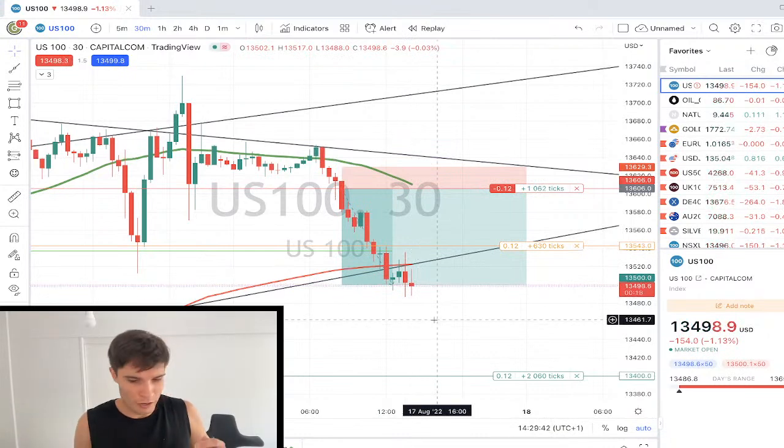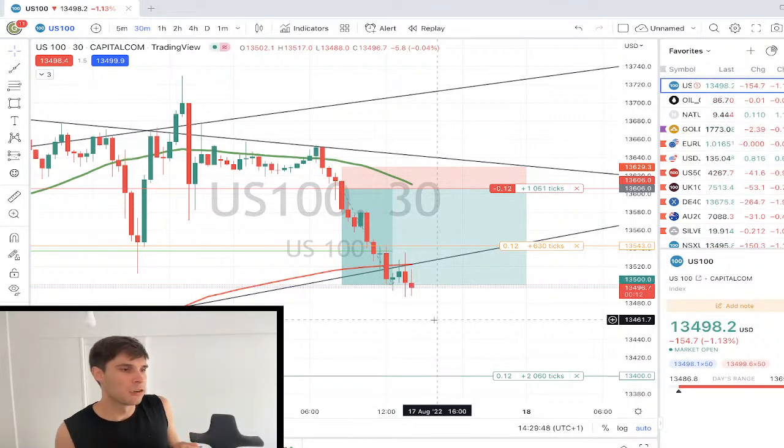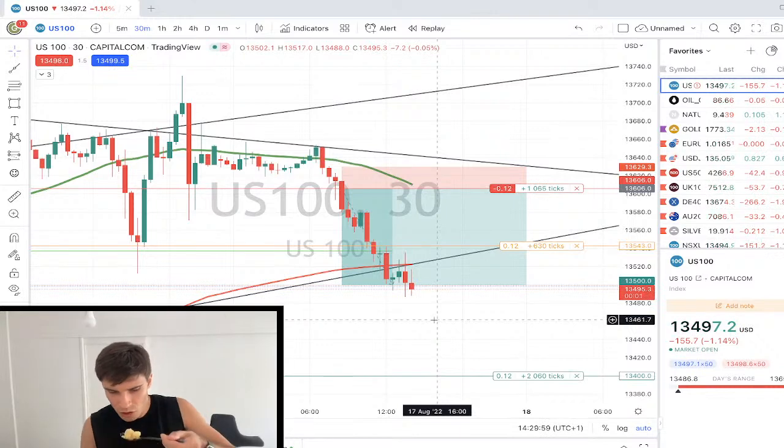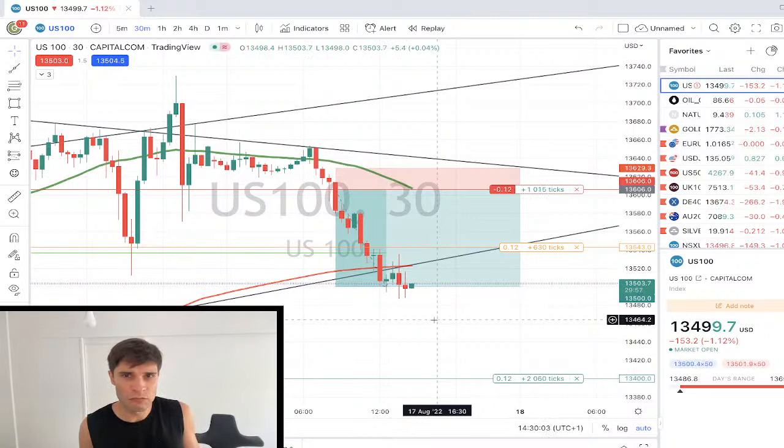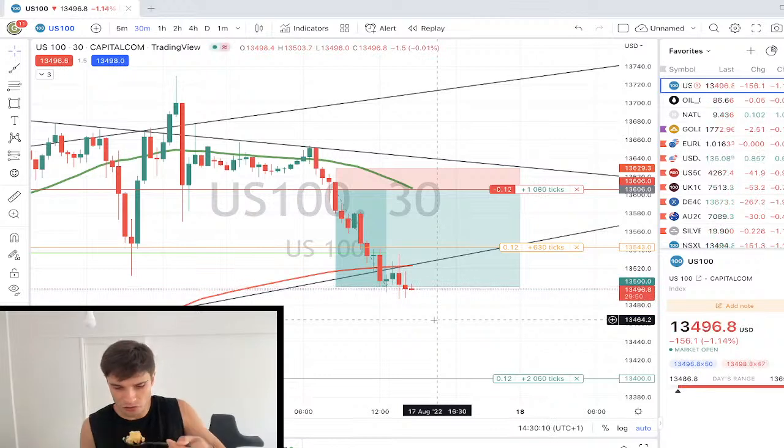Let's see market open pump. Let's see it, man. I mean, it could definitely pump. Market is open. Let's see if it does pump or if it tries to test the lows.